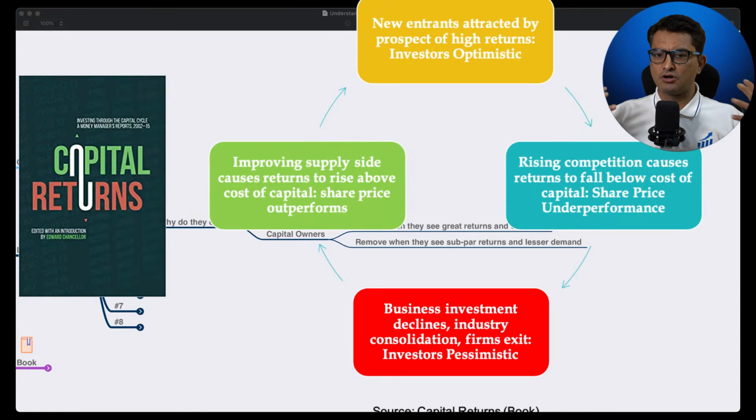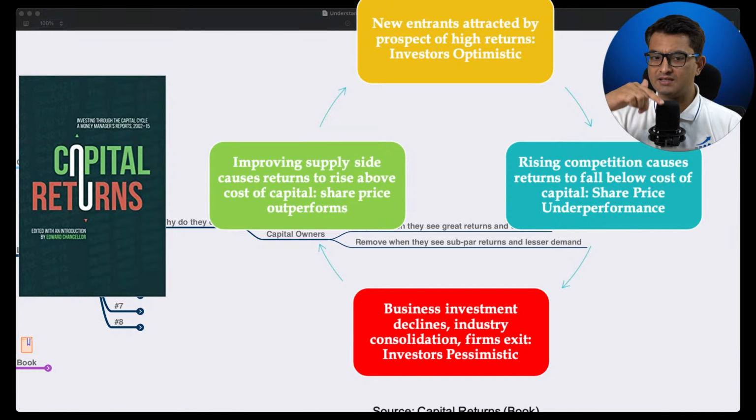Then what will happen, because it is such a profitable sector, a lot of other players will start coming in. So the competition will rise. Okay. And the returns will fall below the cost of capital. And that's where the share price of that company or industry will also underperform. Now that is where new money will not come in. The industry will go under consolidation. A lot of firms will exit because they are not making money. And that is where the point of pessimism is.